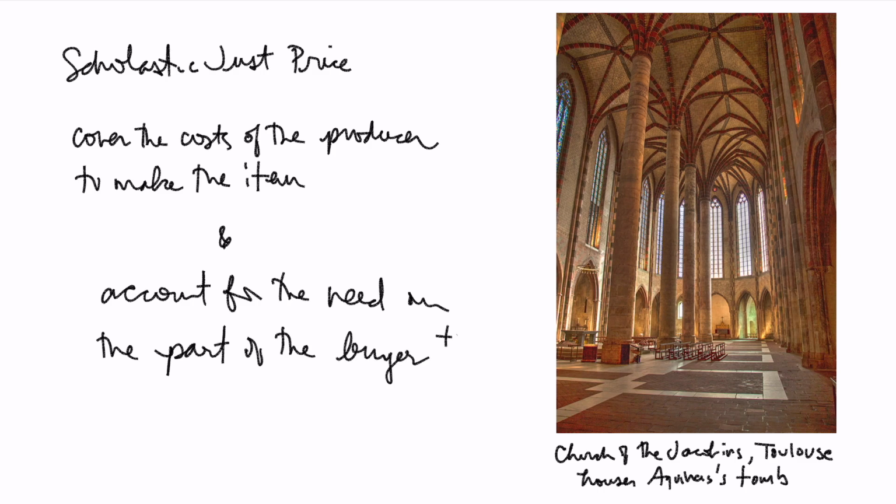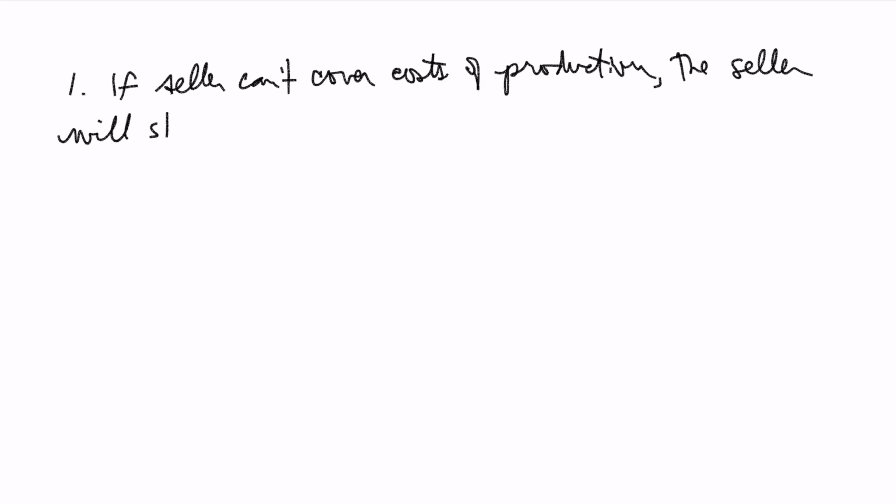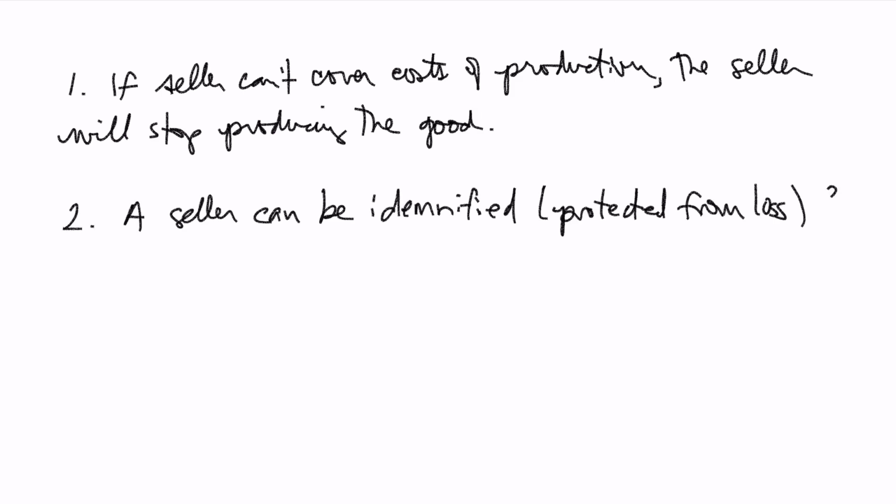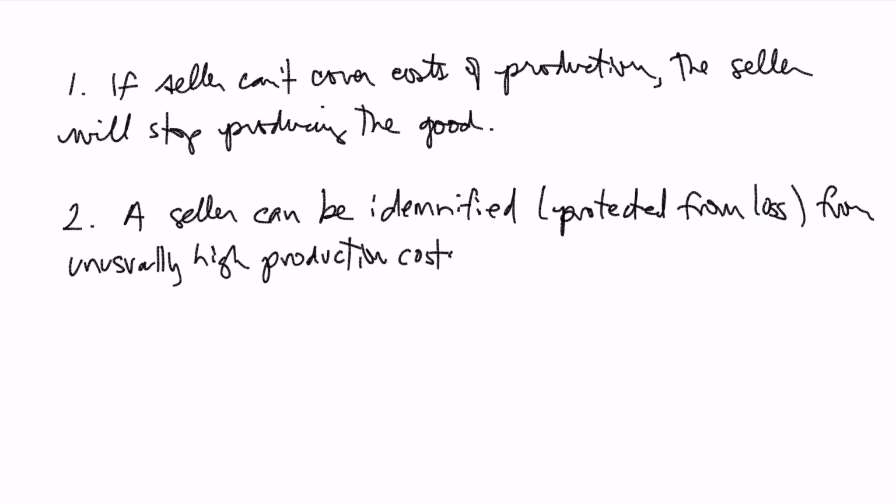Notice the asterisk. Aquinas called this the double rule of just price. There's some specifics to consider. If the first condition isn't met, the seller would stop producing the good. A seller can be indemnified, meaning protected from loss, from unusually high production costs by raising the price of a good.